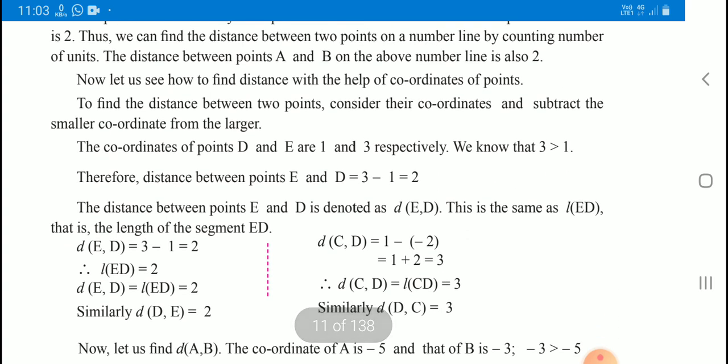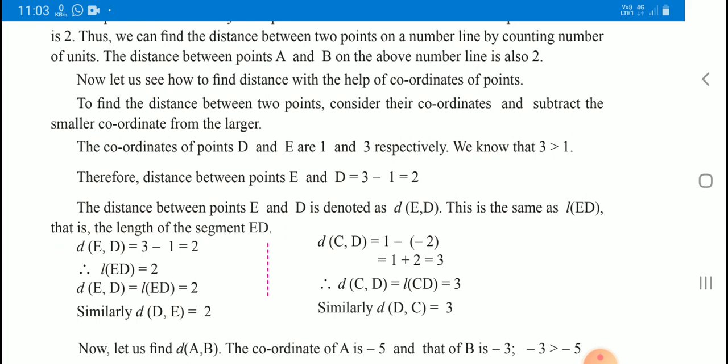The distance between points E and D is denoted as small d in brackets E comma D, bracket completed. This is the same as length ED, that is the length of segment ED. So, the distance of points E and D is equal to 2.